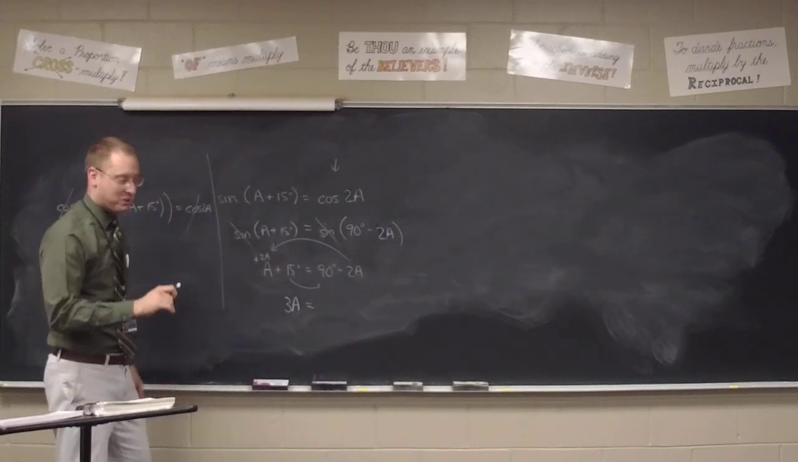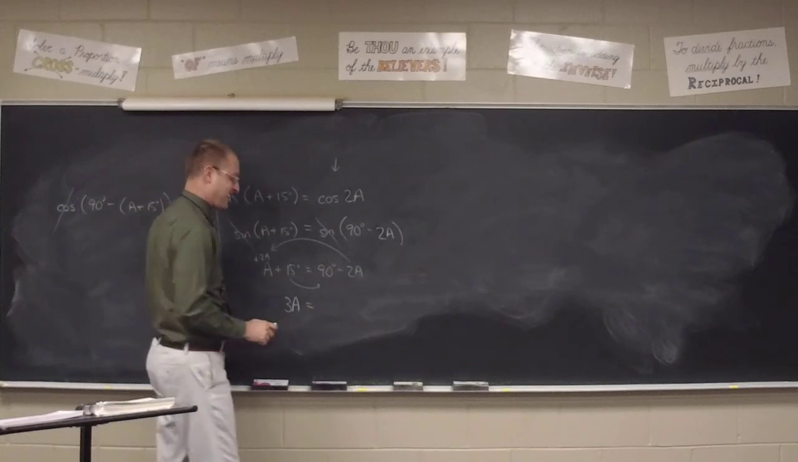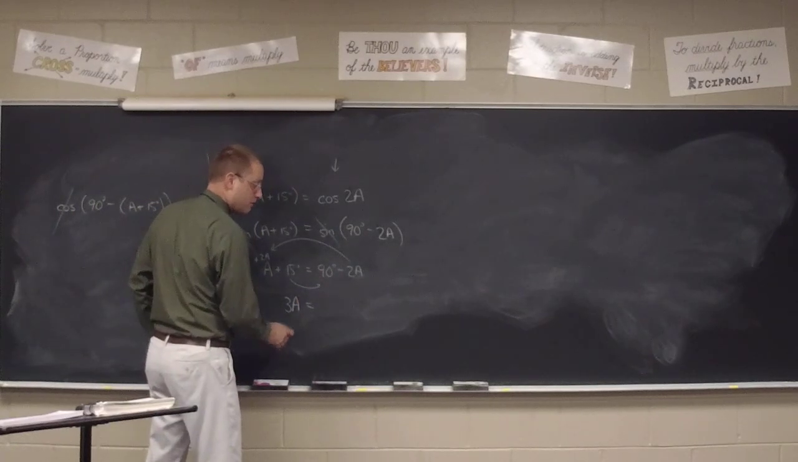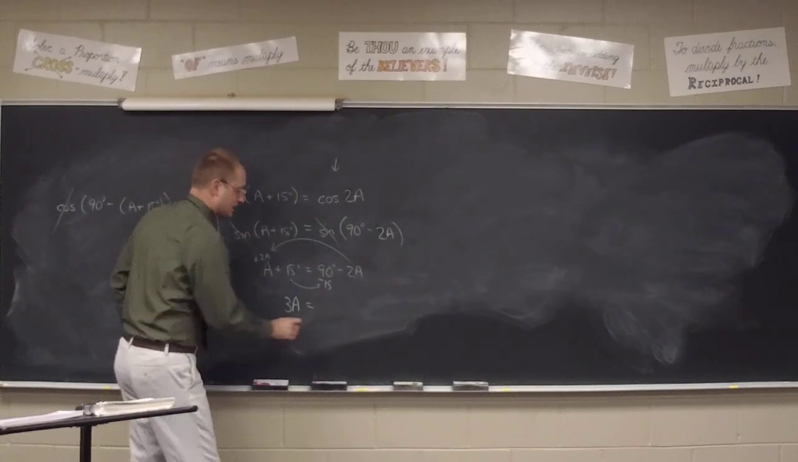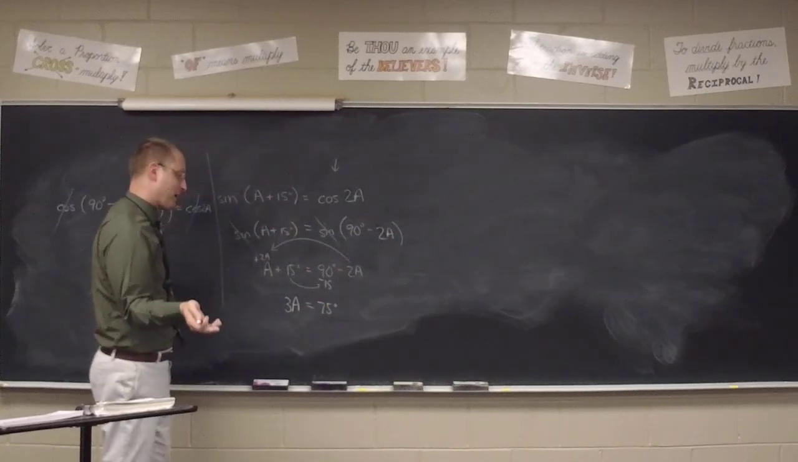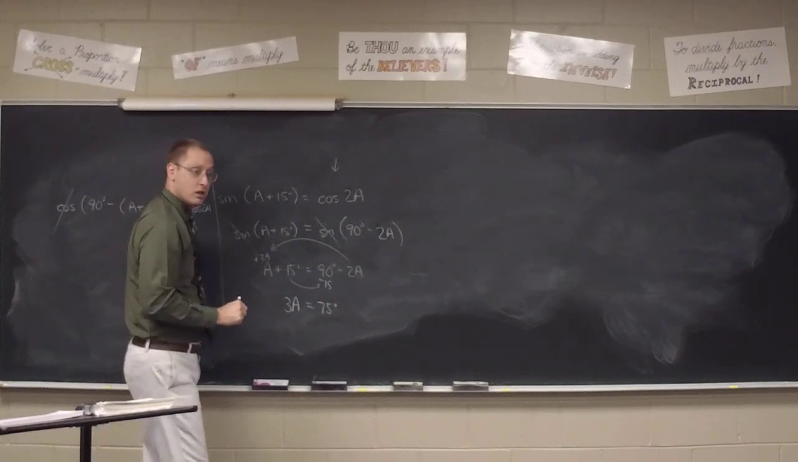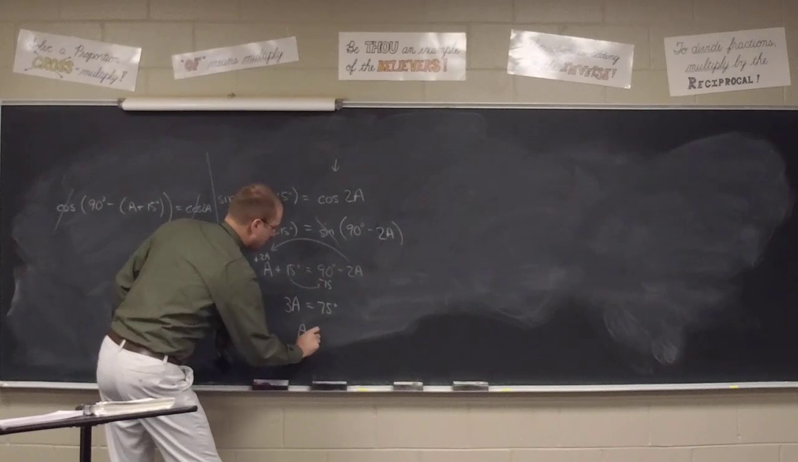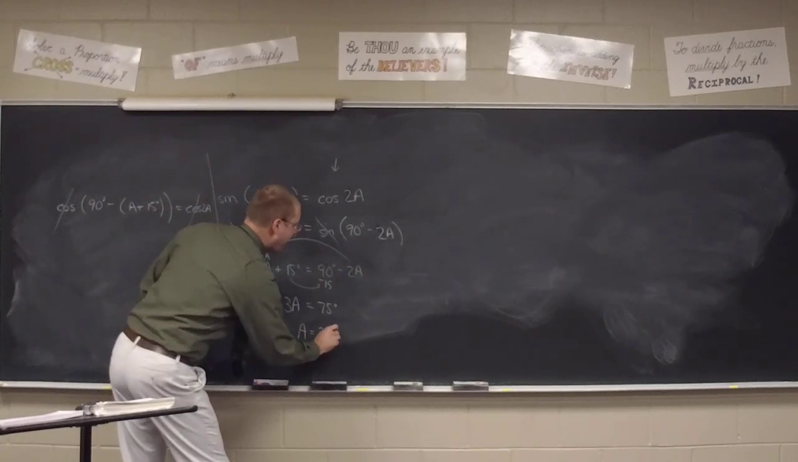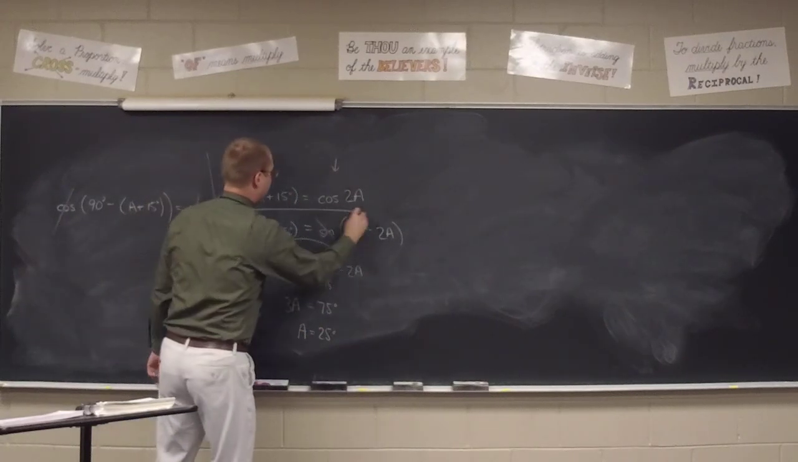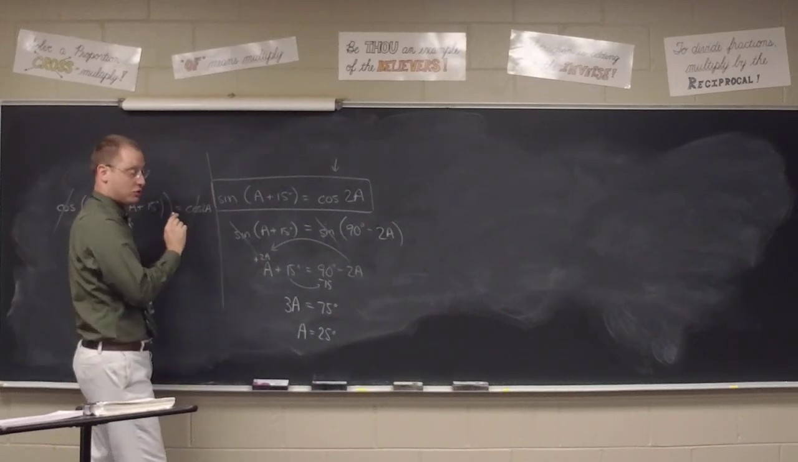Been a while since we solved equations, hasn't it? Let's bring the 15 over to the right-hand side as a negative 15 to get 75 degrees. And then we just got to divide both sides by, stay with me, 3. And when we do, we get a is equal to 25. Only if a is 25 degrees is this a true statement.